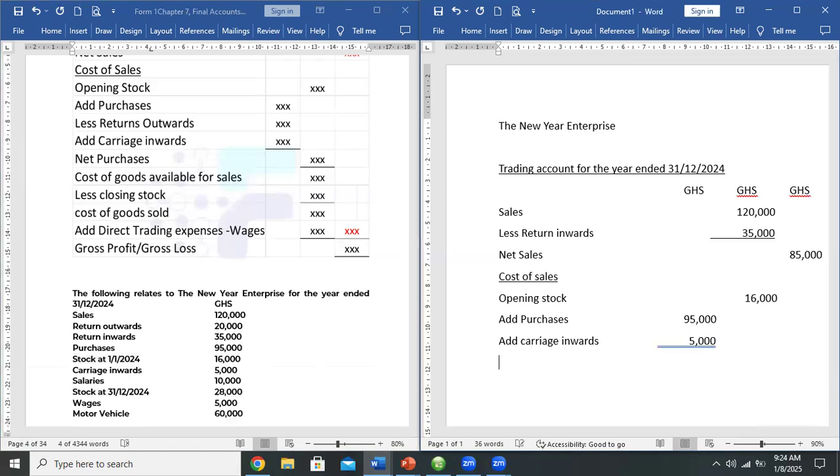And then we less return outwards. Now that one is a matter of choice. Some can less before adding the carriage inwards. It doesn't matter. Okay. So let's do return outwards. Return outwards is 20,000. So that adjustment will now give you your net purchases. Your net purchases.